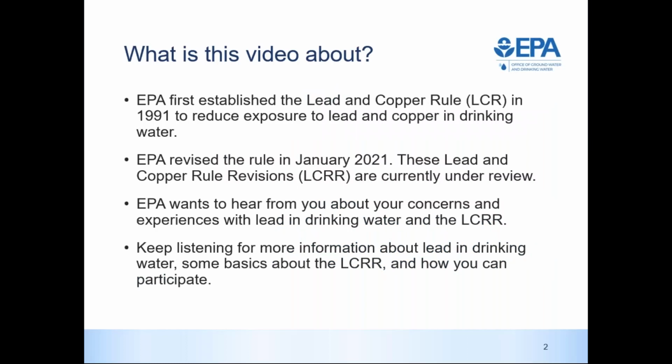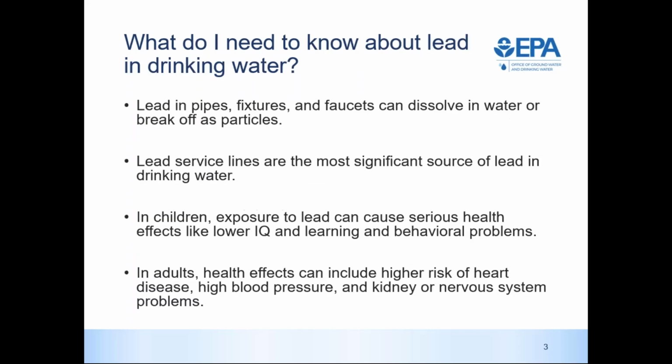What is this video about? EPA first established the lead and copper rule in 1991 to reduce exposure to lead and copper in drinking water. EPA revised the rule in January 2021. These lead and copper rule revisions, or LCRR, are currently under review. EPA wants to hear from you about your concerns and experiences with lead in drinking water and the LCRR. Keep listening for more information about lead in drinking water, some basics about the LCRR, and how you can participate.